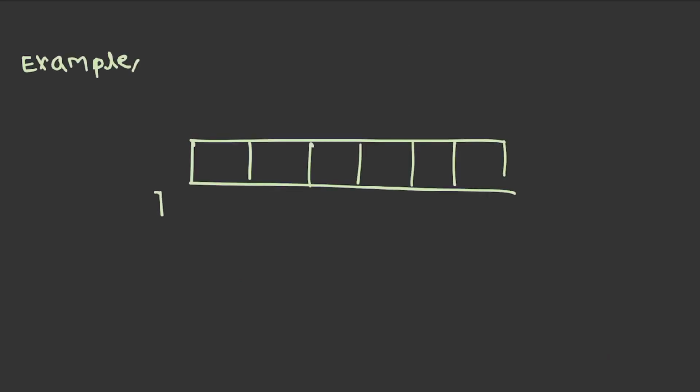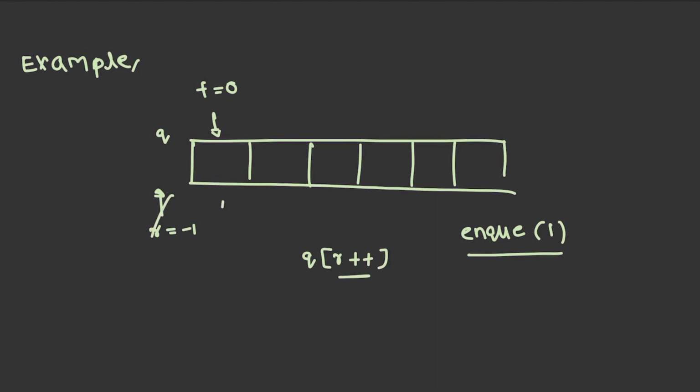Let's consider an example. Initially, the rear is pointing to -1 and front is pointing to 0, and this is the array queue. Now I want to enqueue 1. So when I want to enqueue 1, I'll actually increment the r. So r will be incremented to 0, and it should be equivalent to 1. 1 is stored here. Similarly, I have incremented r and let's say 2, 3, 4, 5, 6. I have stored it respectively, and the rear is here.